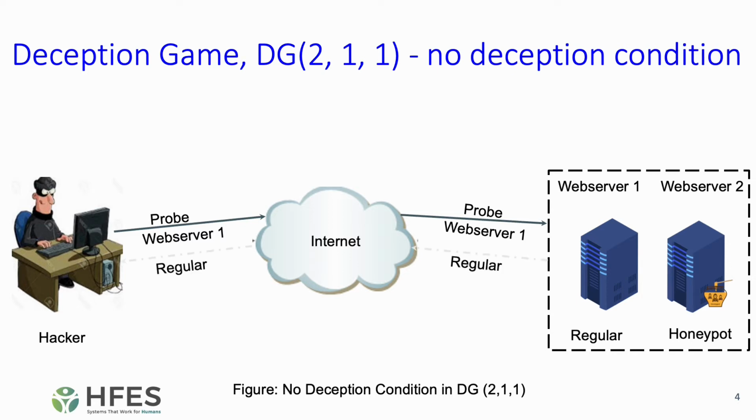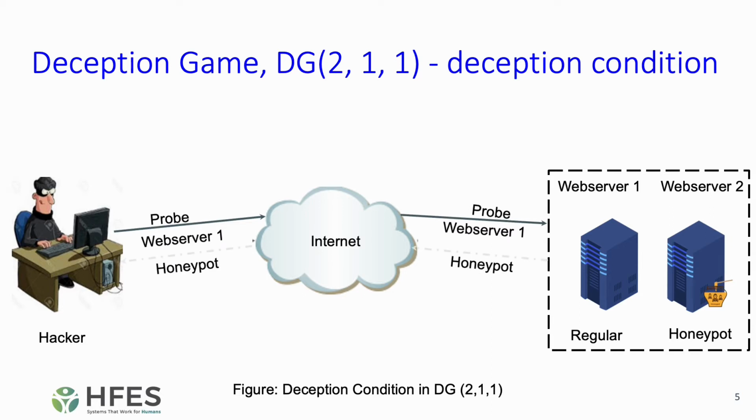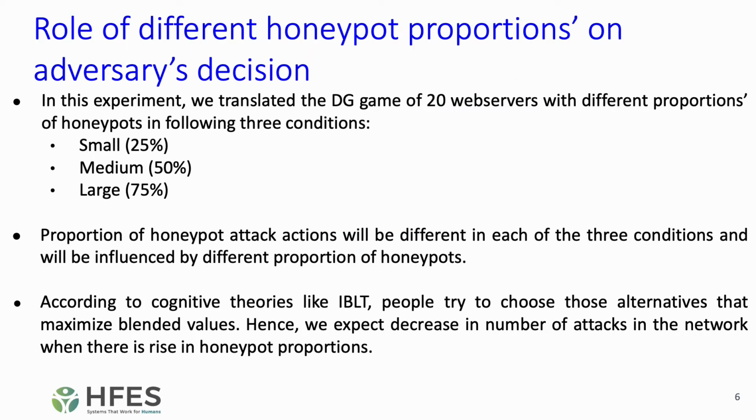When he probes web server 1 in the no-deception condition, the adversary receives true information from the network, and based upon this he makes his final decision to attack the network. However, in the deception condition, when the adversary probes web server 1, he receives incorrect information that it is a honeypot, and based upon this incorrect information, the adversary attacks web server 2, which happens to be the honeypot.